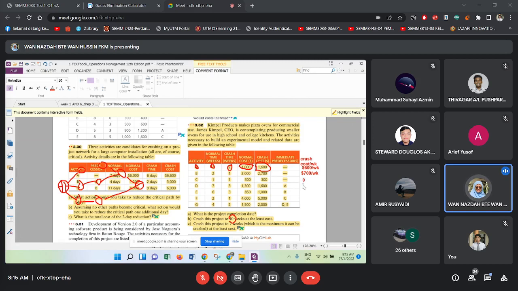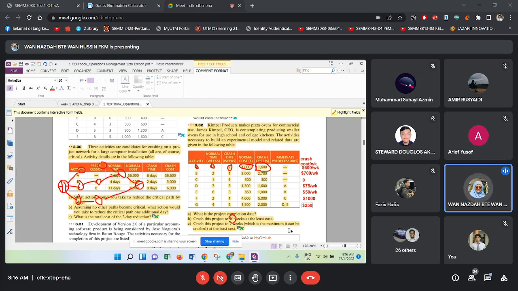Activity D. Can you determine the crash cost per week for activity D? Berapa? 75. 75 per week. Okay, good. What about crash cost for activity E? 50 dollar. 50. Right, good. And for F? 1,000. Okay, good. And for G? 250. All right.